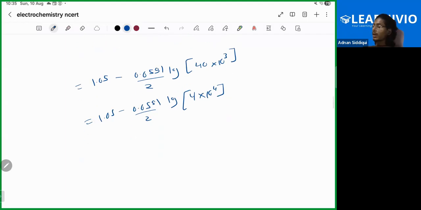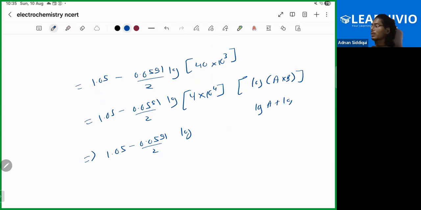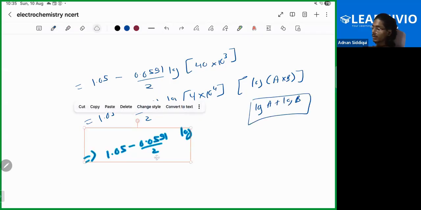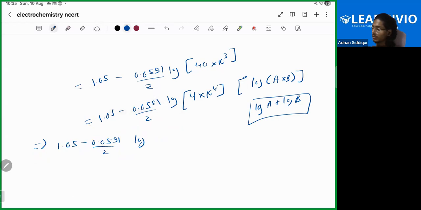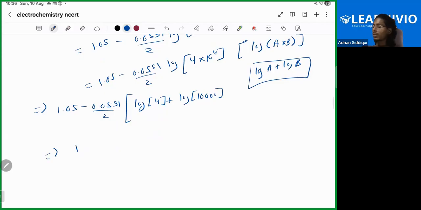Now what I'm going to do is 10.05 minus 0.0591 divided by 2 log. You know what is log a into b? Log a into b is log a plus log b. This is a property. So I'm going to use this property here. 4 plus log 0.234, okay. What is log 4?